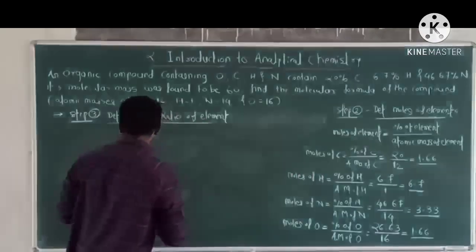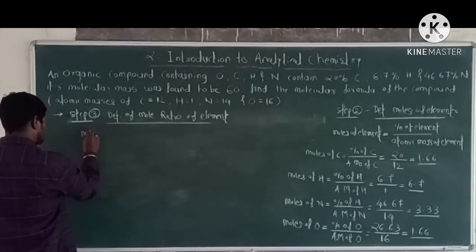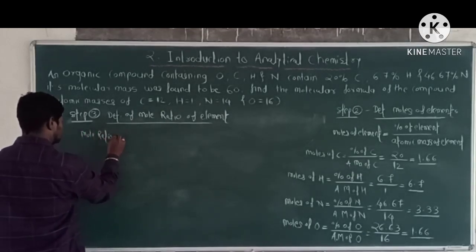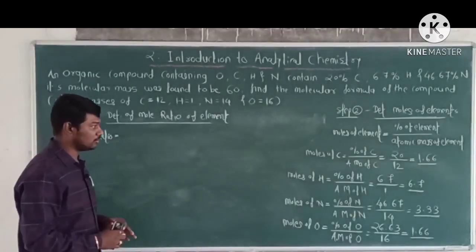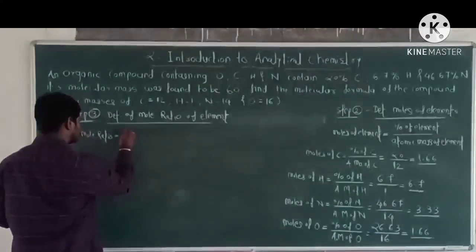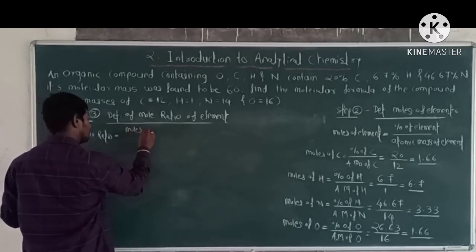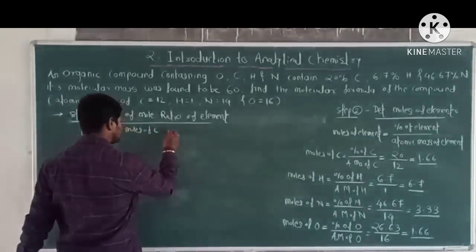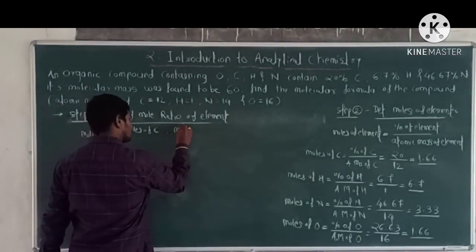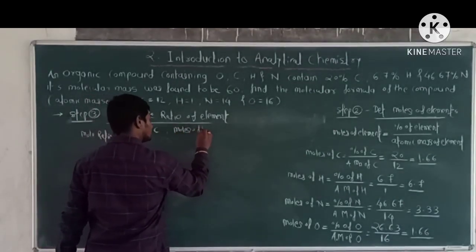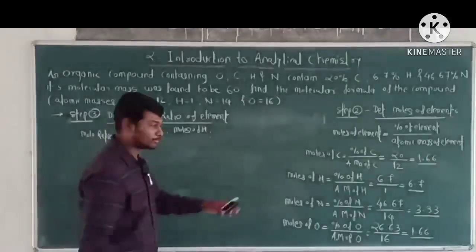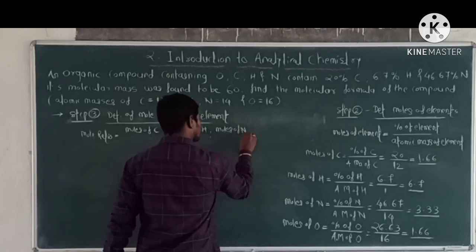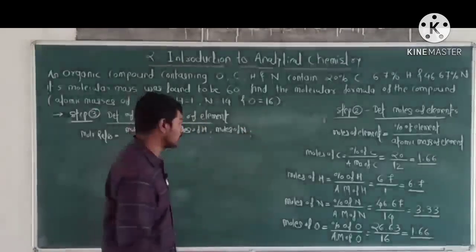Now, the mole ratio is equal to: first, moles of carbon, next moles of hydrogen, next moles of nitrogen, and then moles of oxygen.